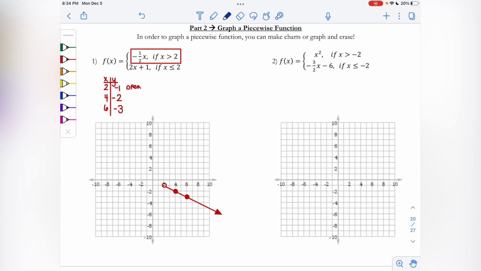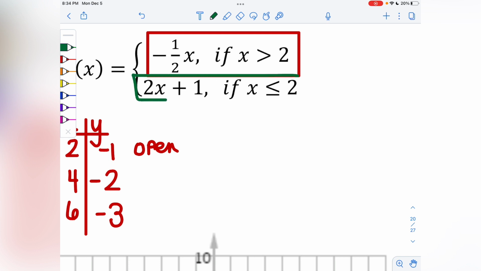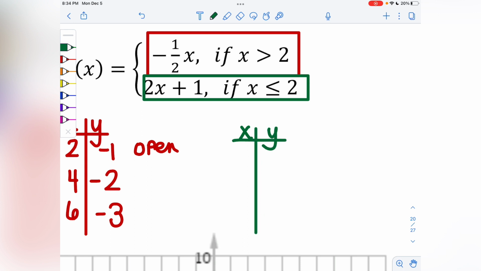Now I have to do the second part. I'm going to do the second part in green. This part is also linear. I'm going to, again, make an XY chart. To me, it's the easiest way to do these. And I'm going to start with the number 2. This time it'll be a closed circle there because we are inclusive.